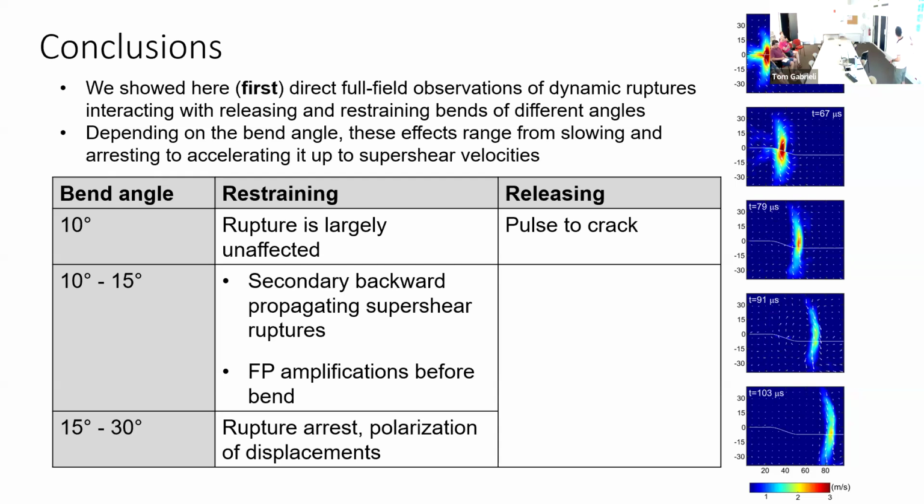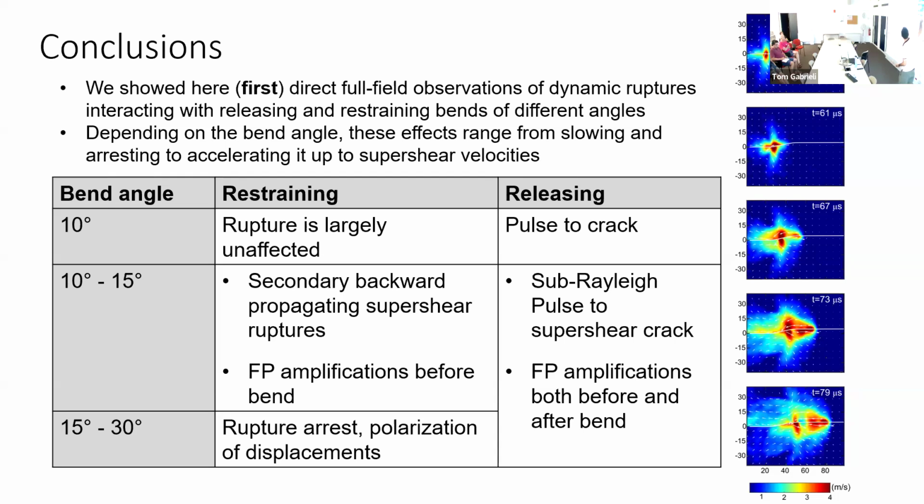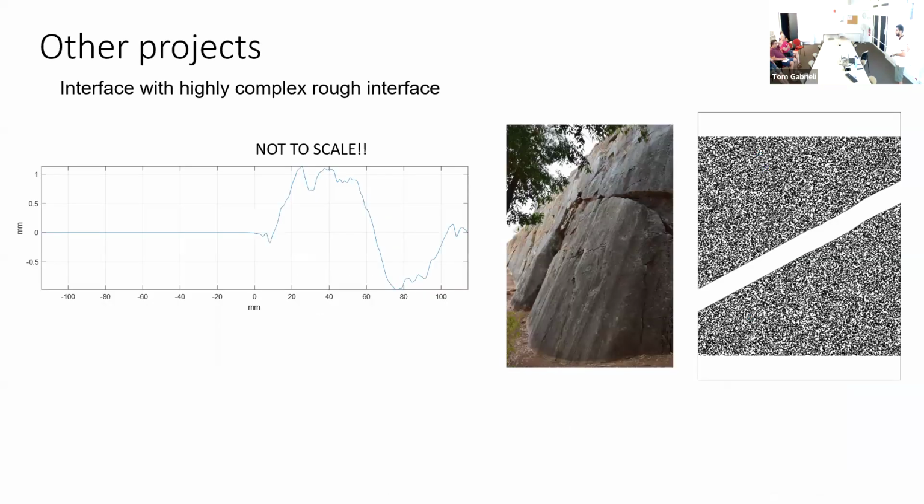For a 10 degrees releasing band, we see pulse to crack transition, but for higher degrees, we see the transition from sub-Rayleigh pulse to supershear crack, like you see here, and causes fault parallel amplifications both before and after the band. And we see up to a 15% decrease in the fault normal velocity, but not something very significant compared to the fault parallel velocity. And now I'll very briefly talk about other projects that we work on in the lab.